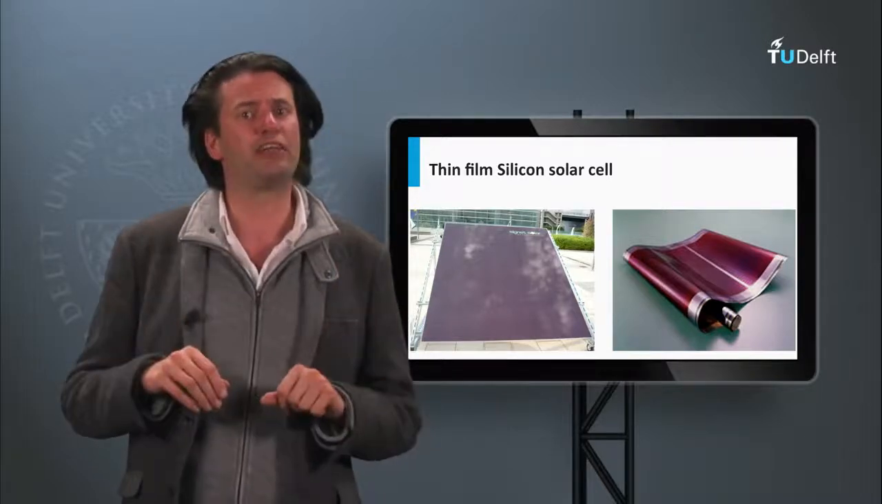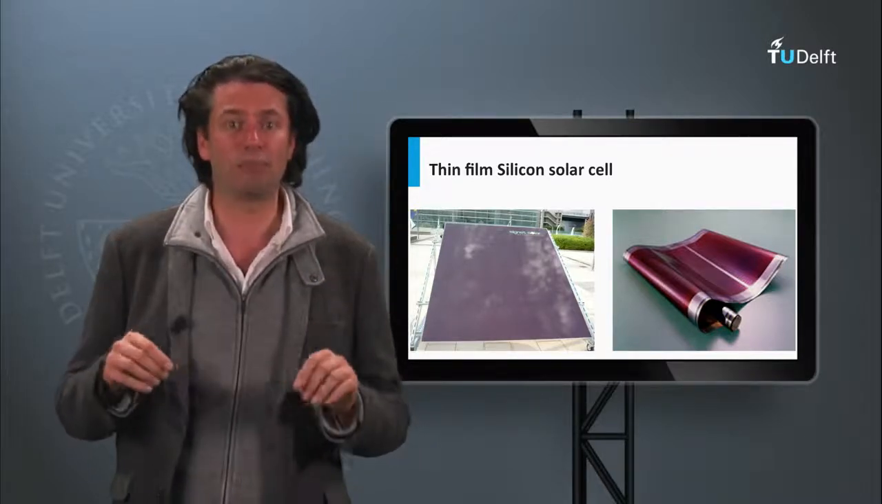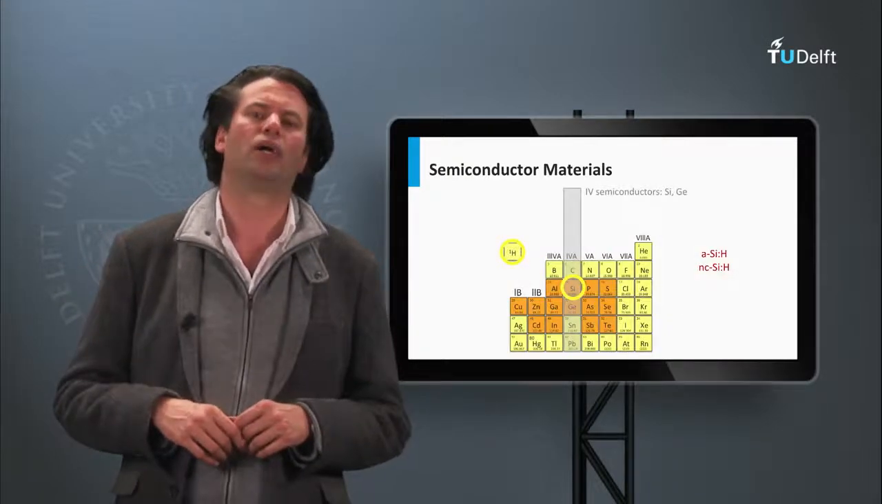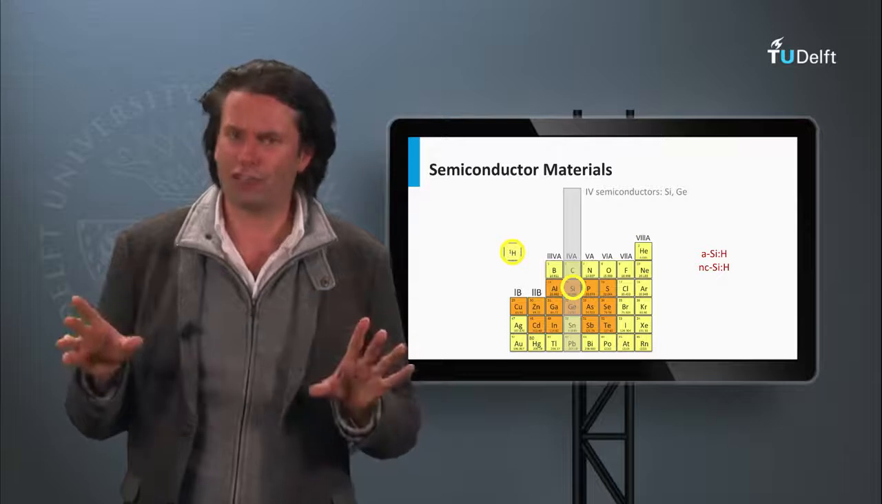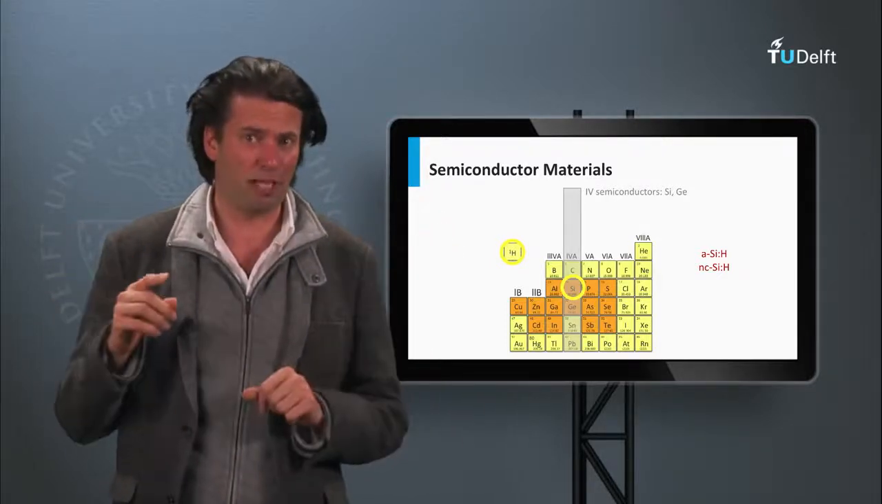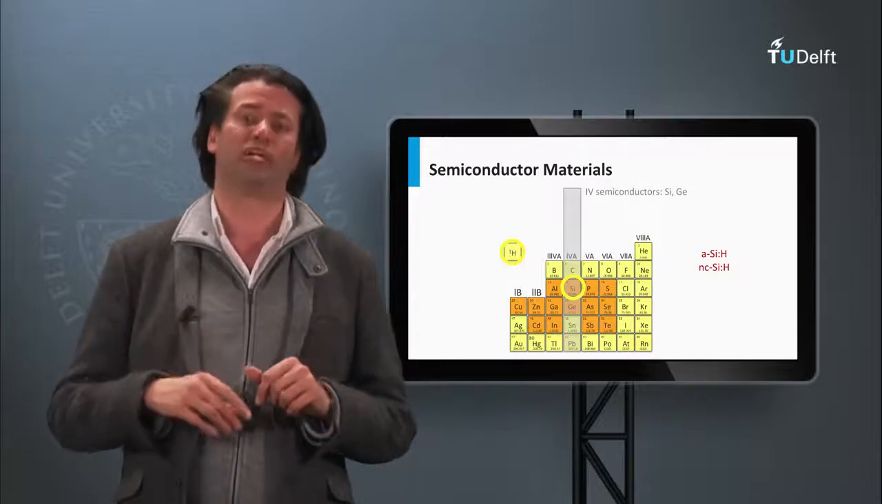An advantage of thin film silicon solar cells is that they can be deposited on glass substrates and flexible substrates. So the first question we have to answer is, which type of silicon alloys are being used as an absorber layer?